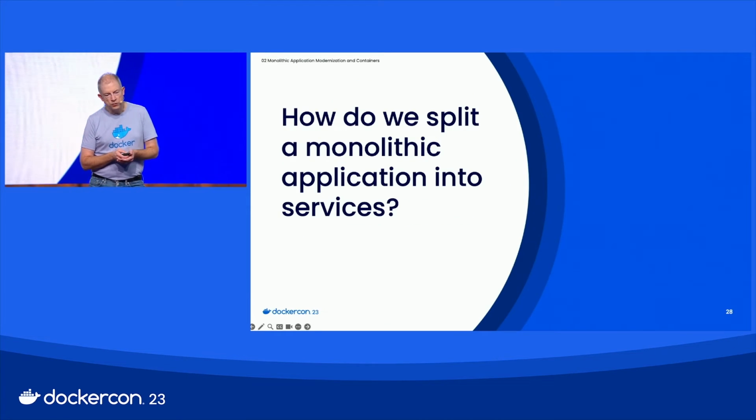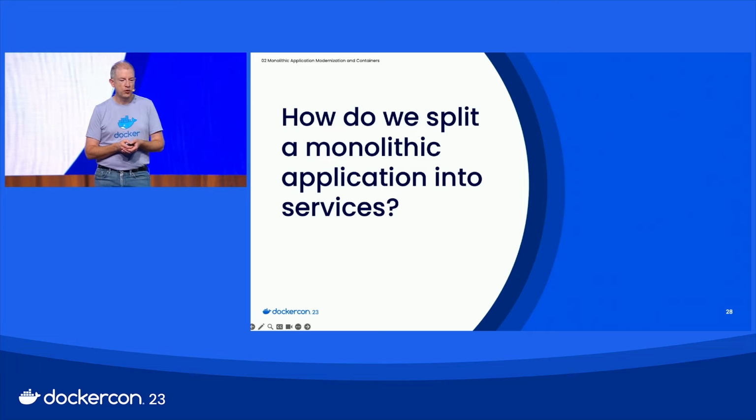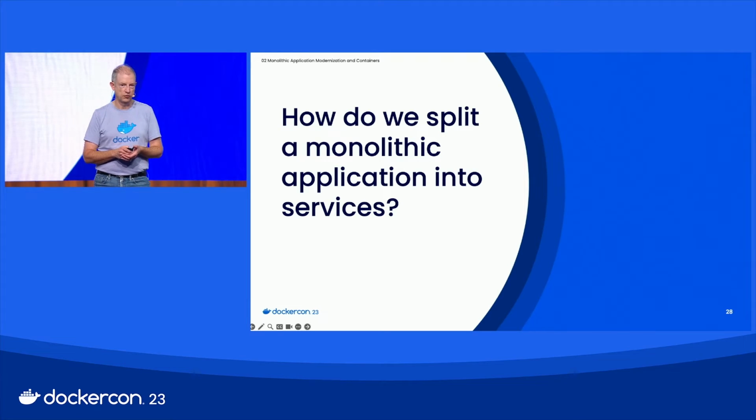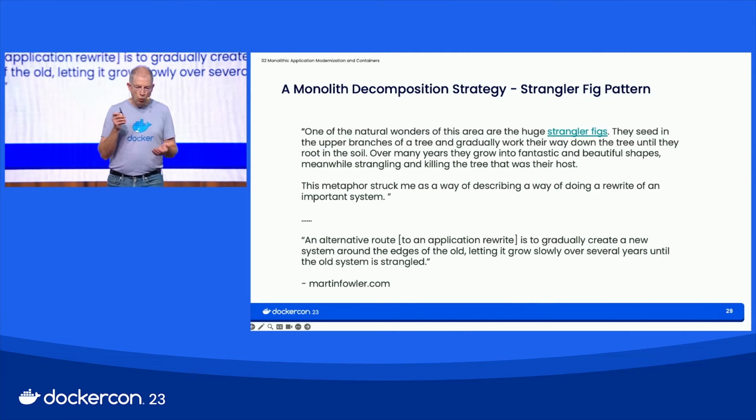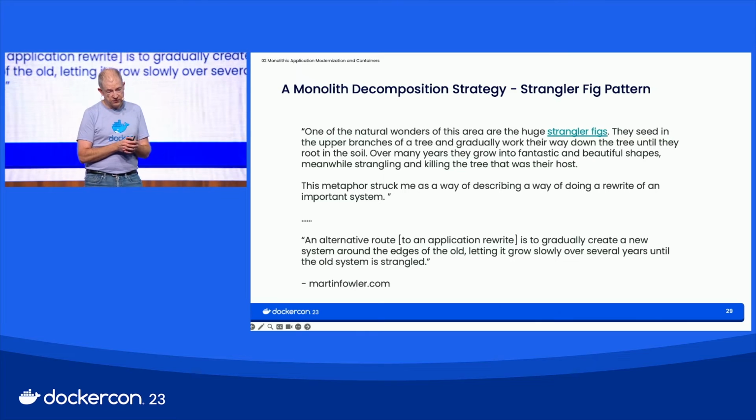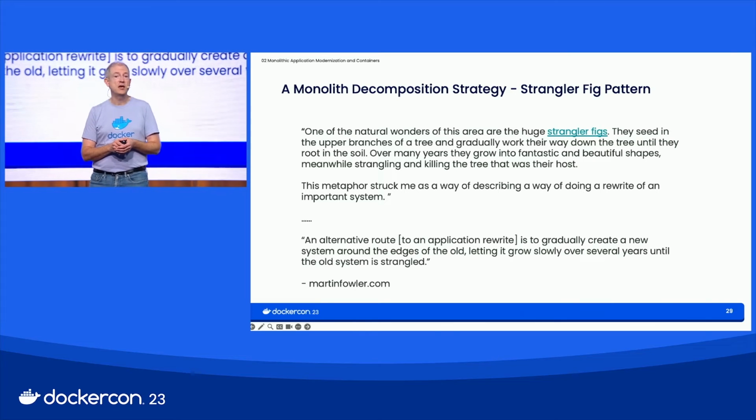All right, so the next question becomes, how do we split a monolithic application into services? So we have this big monolith. We want to go to services. How do we do it? There are a lot of design patterns, a lot of articles, a lot of blogs, a lot of other documentation on how to do this. So I'm going to give you one way, but don't feel that's the only way out there. We're going to talk about a monolith decomposition strategy called the strangler fig pattern.